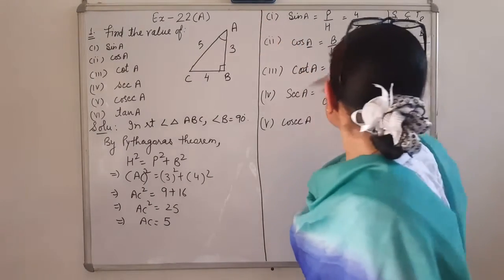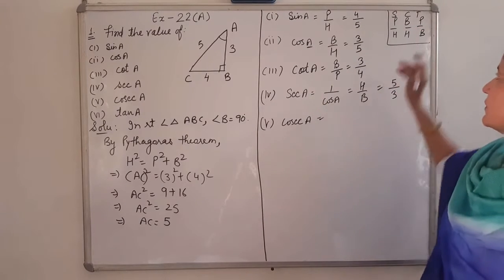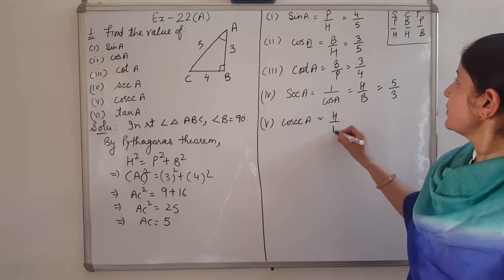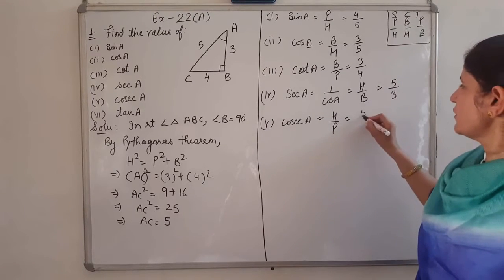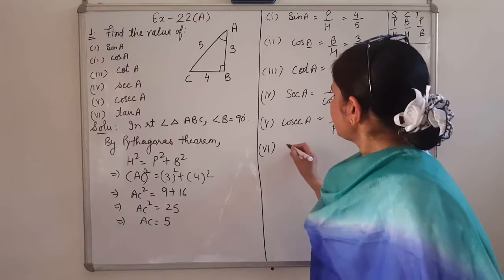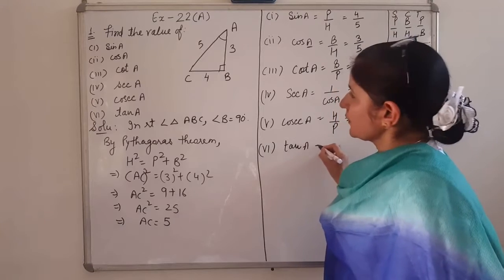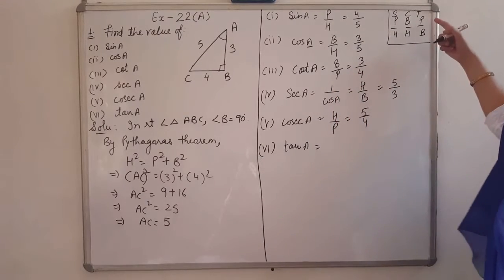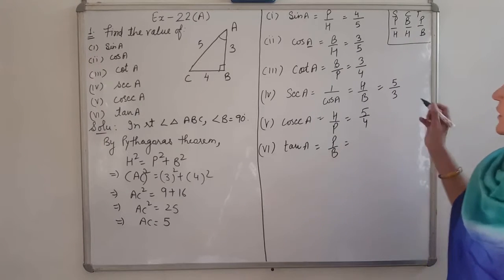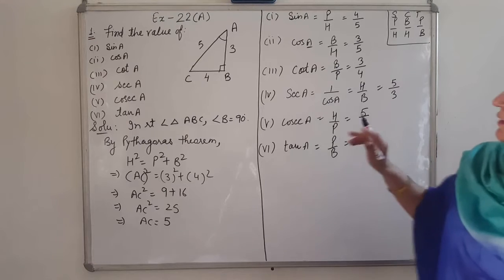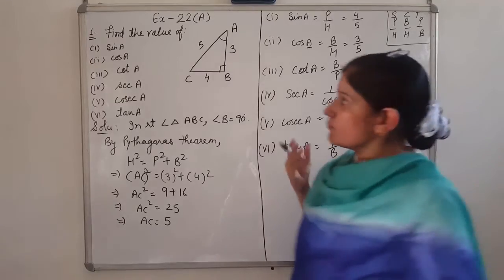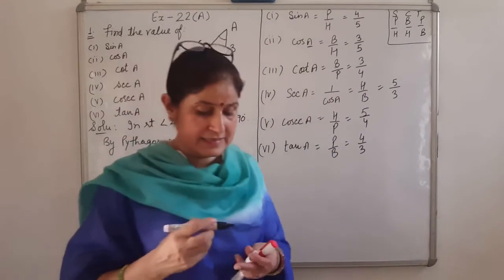Cosec A means opposite of sine, means H over P, means 5 over 4. And the sixth part, you have to find tangent A. Tangent A means P over B. What is P according to A? 4 over 3. Now we will do some more parts of this exercise.